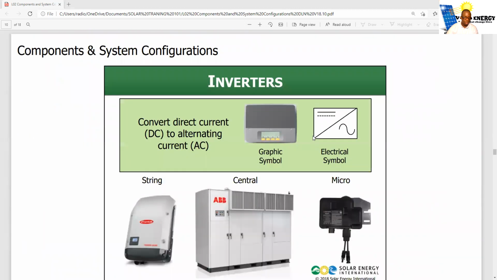Component and system configurations. Inverter. Converts direct current DC to alternating current AC. I'm going to move right now into my slide because I want to show you that right there.